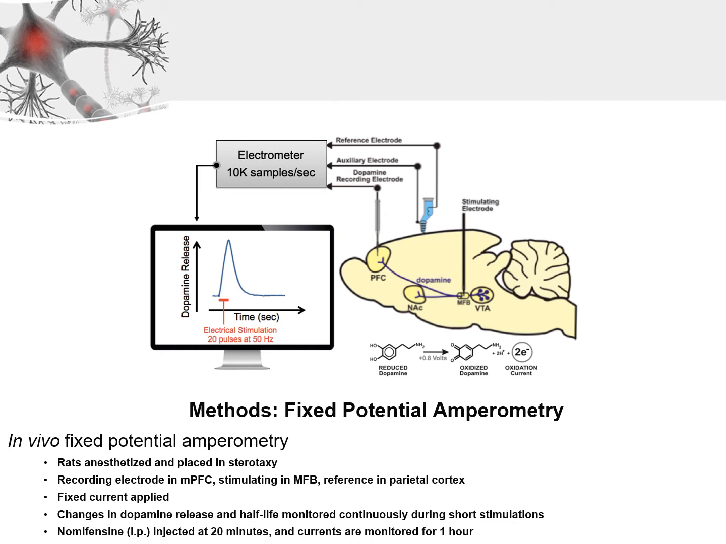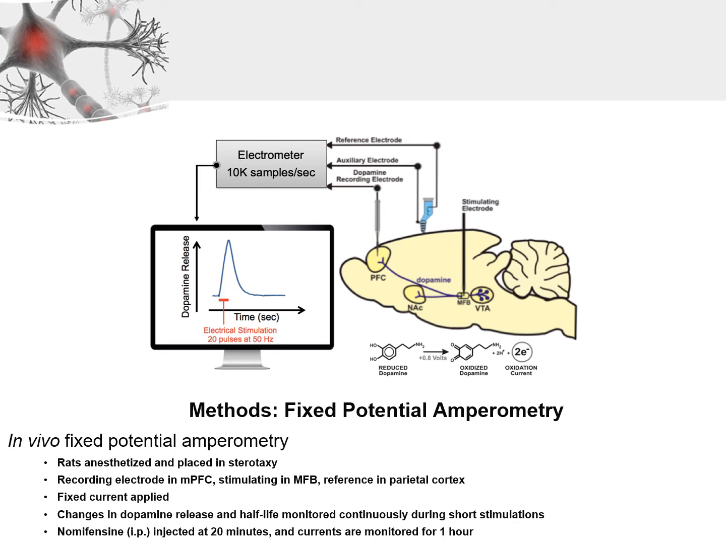the stimulating electrode. After positioning the electrodes, a fixed 0.8 volt current is applied continuously to the recording electrode via an electrometer. This allows us to ensure that we are measuring dopamine, which is known to oxidize at 0.6 volts. Changes in dopamine release and half-life will be monitored continuously from the medial prefrontal cortex in response to chains of short electrical stimulations applied in the medial forebrain bundle as a baseline recording. These stimulations will be 20 pulses at 100 Hz every 30 seconds for 20 minutes.